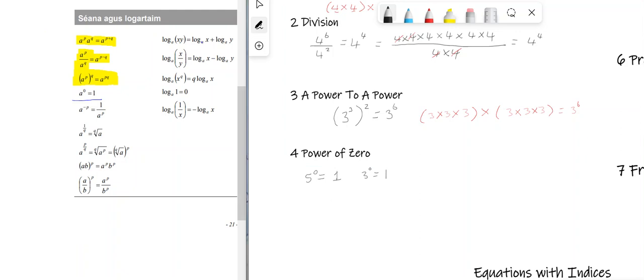Okay, so this is the first rule, the second rule, the third rule, and then this one here is the fourth rule. Okay, so we've done multiplication, division, a power to a power, and then a number raised to the power of 0.